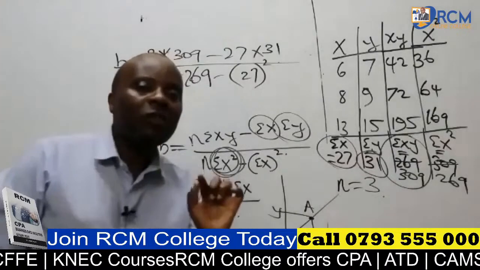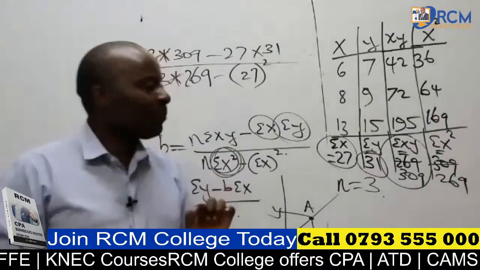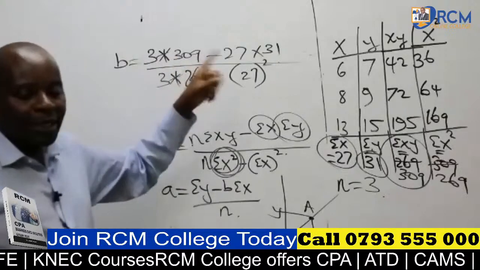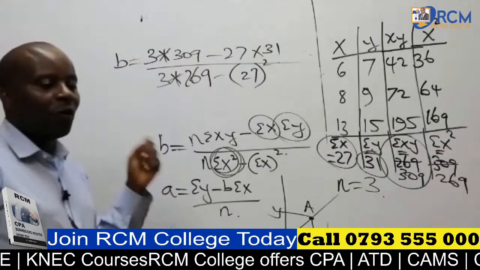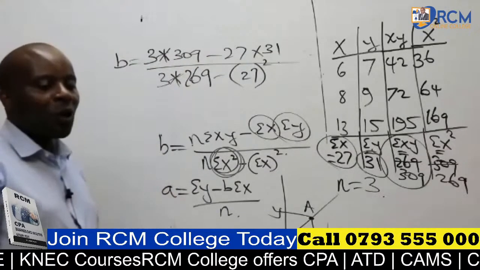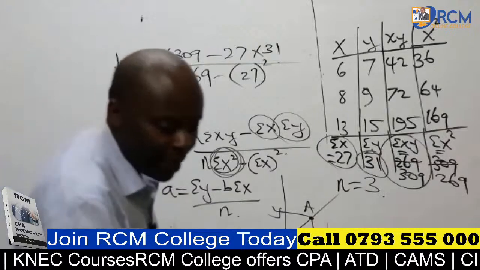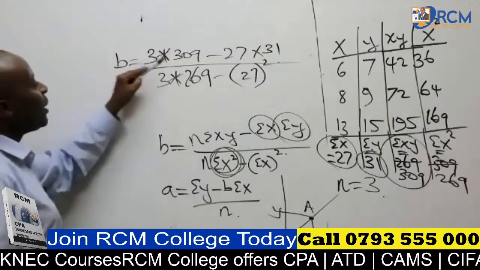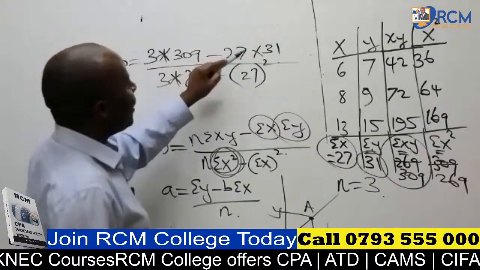So could you kindly do me a big favor? Using your calculator, give me the value of the numerator. So according to Fatma Mohammed, it is 90. James Areba has also said, if you take 3 times 309 minus 27 times 31.